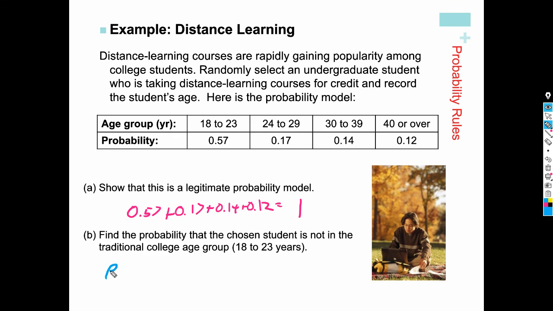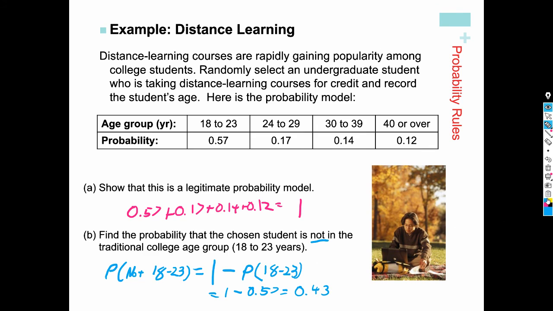Then we can say the probability that we are not 18 to 23. Well, there's two different ways we can do that. The easiest way is to say if we're interested in not being 18 to 23, then our rule for complement says that that is 1 minus the probability that they are 18 to 23. Which is 1 minus, the probability of 18 to 23 is going to be 0.57. And so that's going to end up being 0.43.